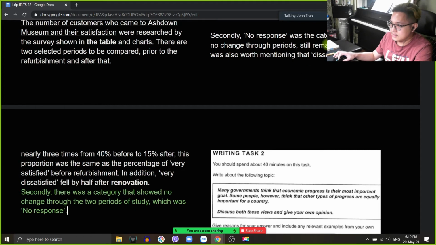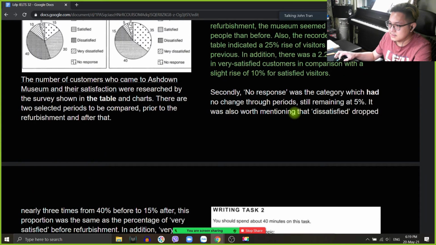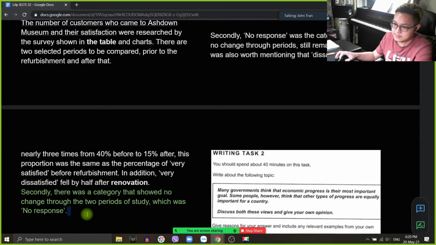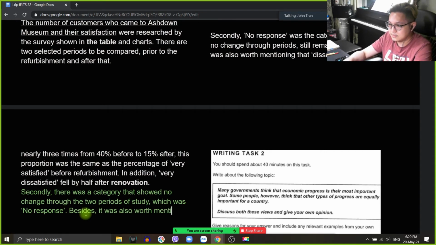And then I can vary this sentence a little bit. I do not need to mention 5% at all. Mình cũng chẳng cần phải nêu ra cái số 5% nữa. Okay, it was also not mentioning that. Okay, this sentence sounds good. Cái câu này nó nghe rất tốt luôn á. This was also worth mentioning. I could just say besides, ngoài ra. It was also worth mentioning.